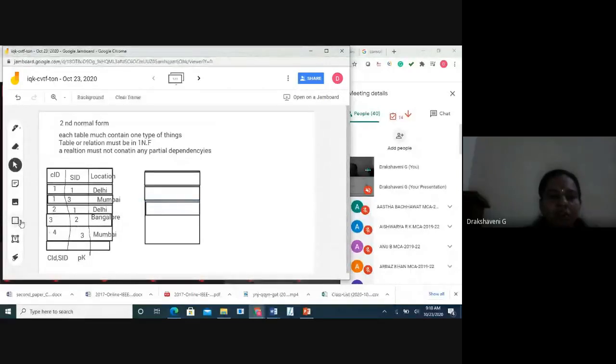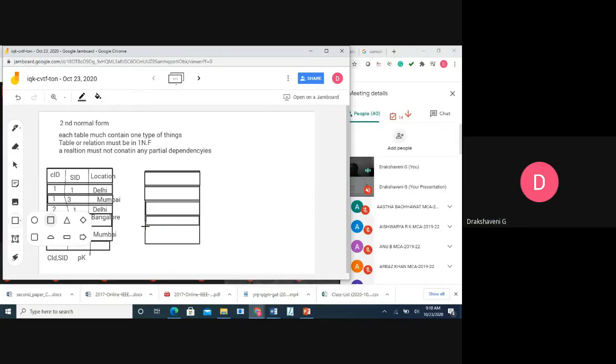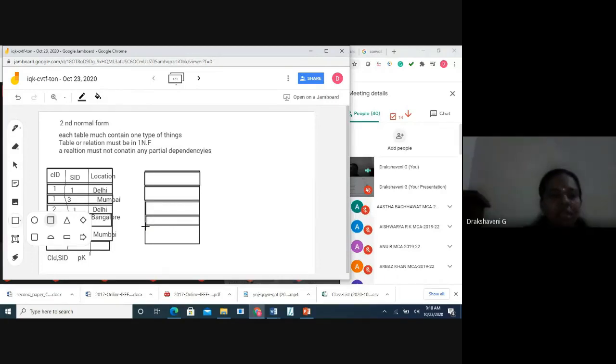Partially, what we say: you have your friends, three of you are friends, and one will sometimes be with you, sometimes with friends from the other group. Then that person is not completely dependent, he is partially. Like that, we should not have partial dependency in the table. So to do this, we are breaking this table into two tables. That is decomposing.